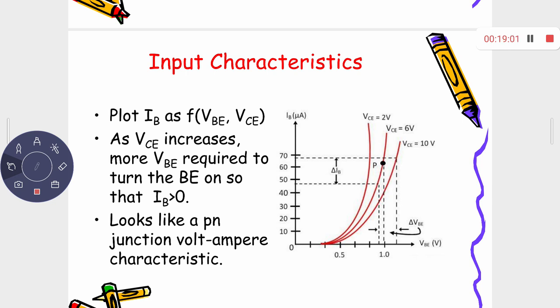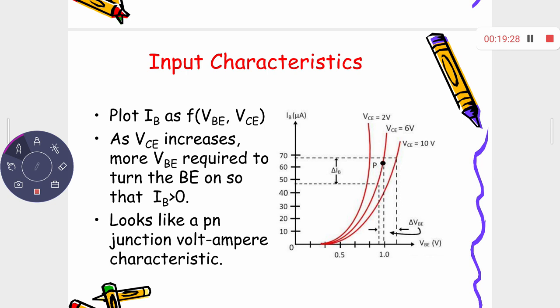Because if you know one current, the other, these three currents are related, no? IE is equal to IB plus IC. And that voltage relationship you also know. So although there are three currents or three voltages, I can say we have two independent things. And last day, we plotted the variation of this collector current with respect to, say, base emitter voltage. What was that? If you can remember, the expression is something like that.